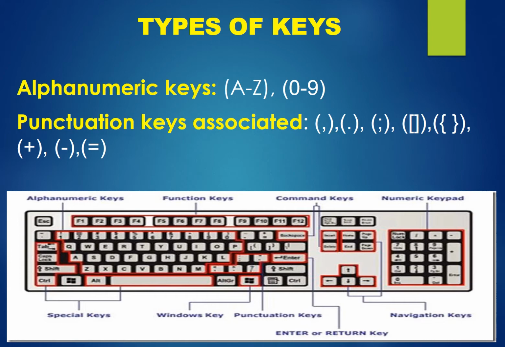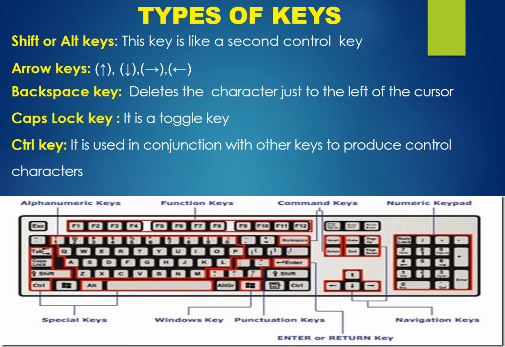Next one is punctuation keys. All of the keys associated with punctuation such as comma, period, semicolon, brackets and parentheses and so on. Also the mathematical operators: plus sign, minus sign and equal sign. Next one is the Alt key. This key is like a second control key. This is used to move the cursor in more than one position at a time.